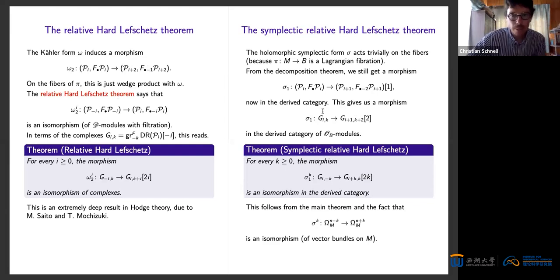And well, what turns out to happen is that just like in the case of the Kähler form, this morphism also gives me a relative Hard Lefschetz theorem, which I will call the symplectic relative Hard Lefschetz theorem, because it's for the symplectic form. So it says if I swap I and K, if I look at the effect on the second index, then sigma 1 to the K is also an isomorphism. Now it goes from G_{I-K} to G_{I+K}.